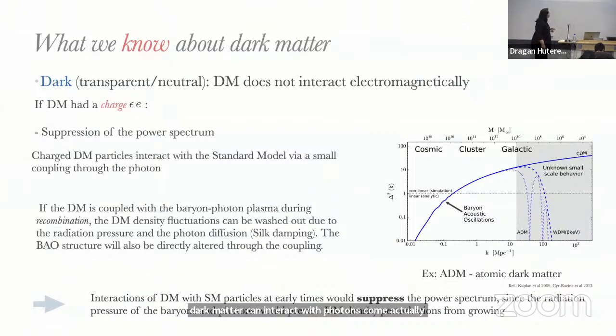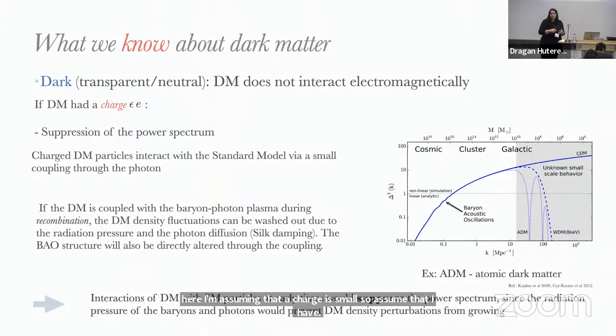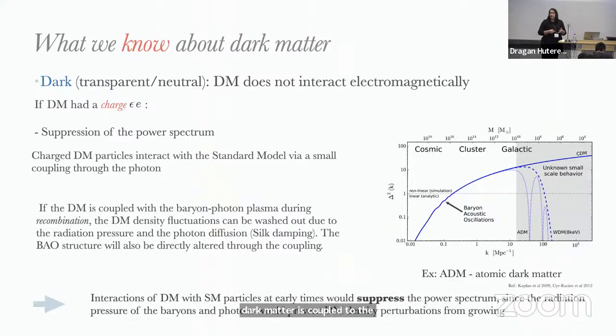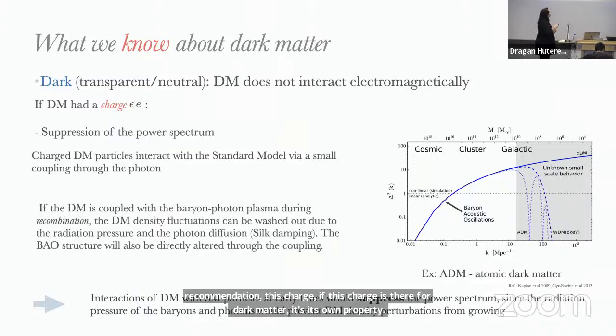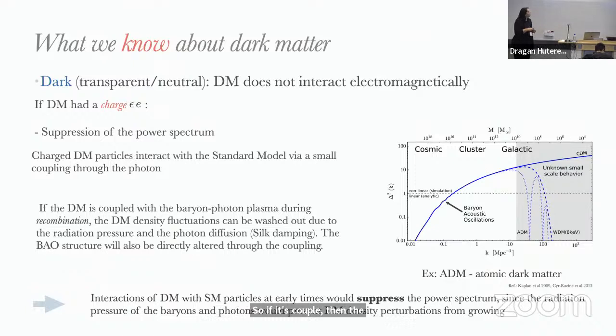So if I have a charged dark matter particle, this is going to interact with my standard model particles, even if the charge is small. Here I'm assuming that the charge is small. This means that now the dark matter is coupled to the baryon photon fluid somehow, right? Even if it's a small charge, it is coupled to baryons, basically. And if this charge is there for dark matter, it's its own property, so it's coupled all the time with the baryons. If it's coupled, then the dark matter density fluctuations are going to be washed out due to radiation pressure.